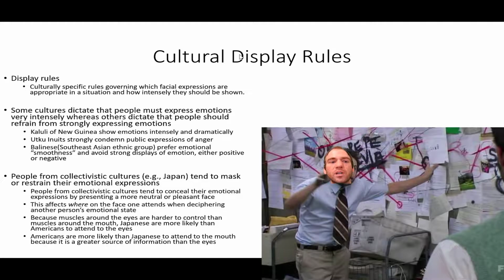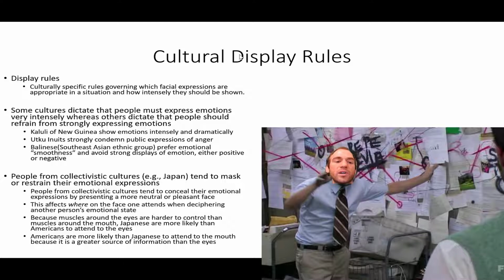Display rules are culturally specific rules governing which facial expressions are appropriate in a situation and how intensely they should be shown. Some cultures indicate that people must express emotions very intensely, whereas others dictate that people should refrain from strongly expressing emotions. The Kaluli of New Guinea show emotions intensely and dramatically.